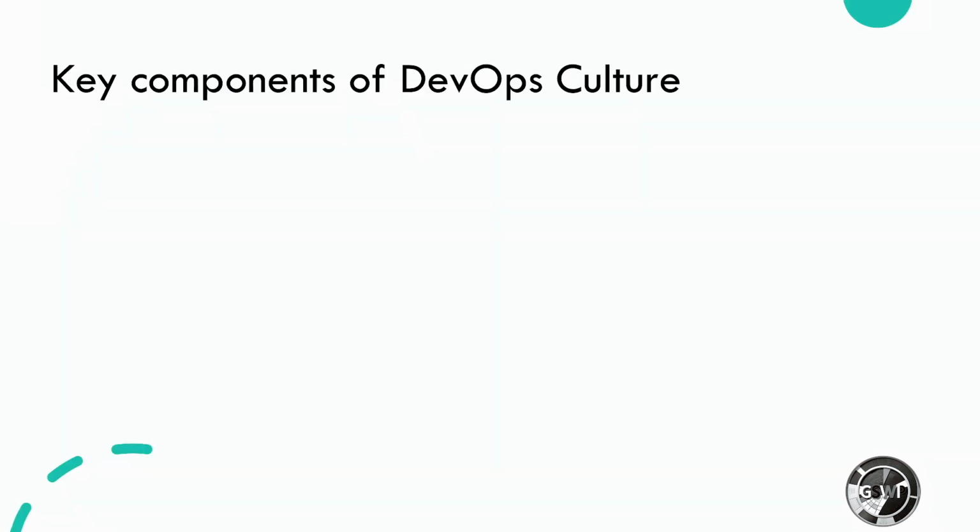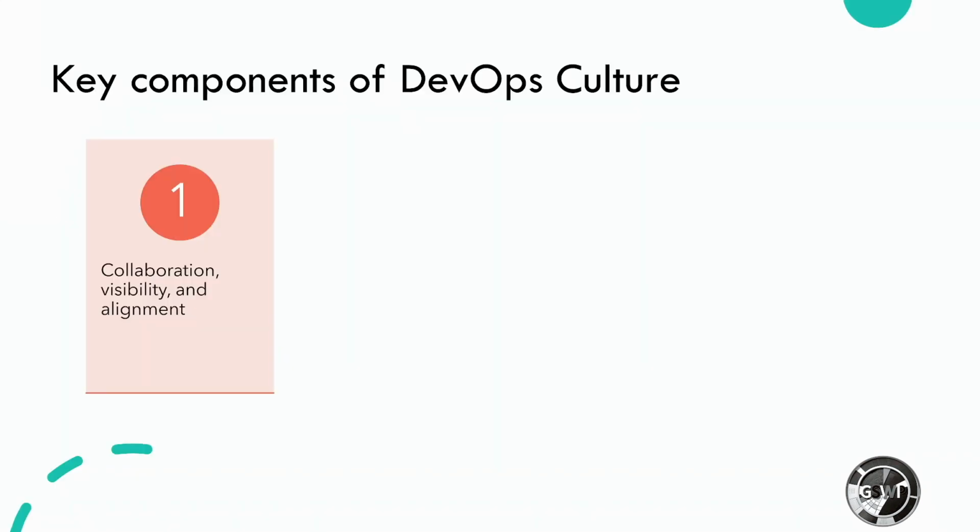Key components of DevOps culture. First, collaboration, visibility, and alignment. A hallmark of a healthy DevOps culture is collaboration between teams. Collaboration starts with visibility. Development, IT, and other teams should share their DevOps processes, priorities, and concerns with each other. By planning their work together, they are better positioned to align on goals and measures of success as they relate to their business.